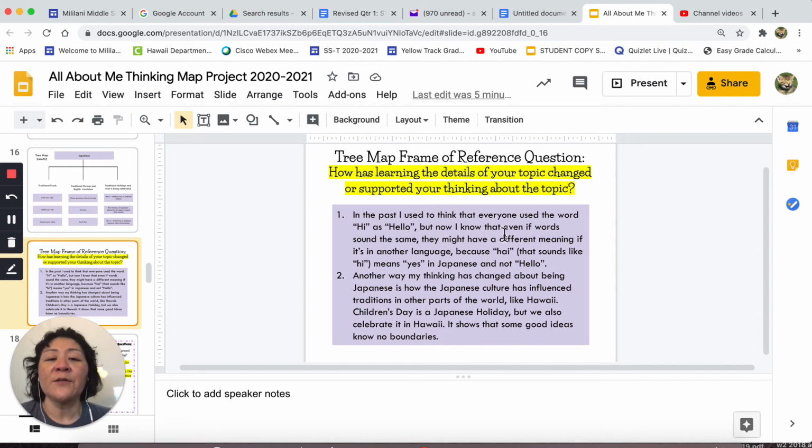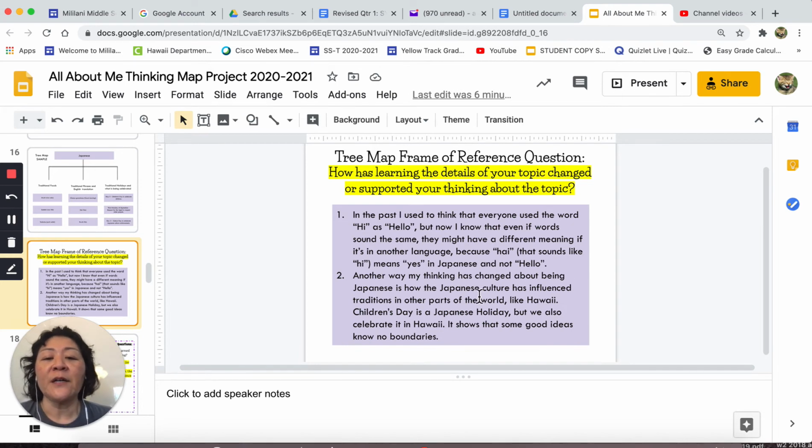In the past, I used to think that everyone used the word hi as hello. But now I know that even if words sound the same, they might have a different meaning in another language. Because hai, that sounds like hi, means yes in Japanese and not hello. So you see how I have expanded and given details about how this has changed my thinking.